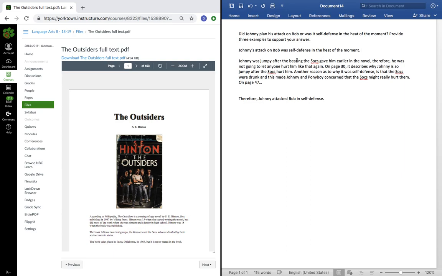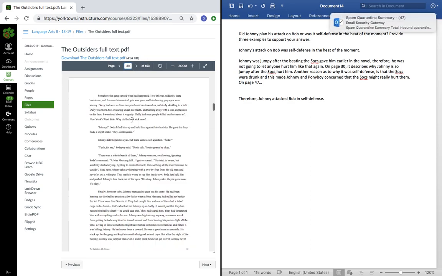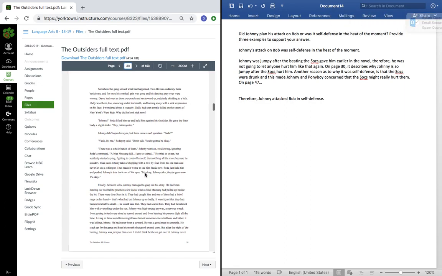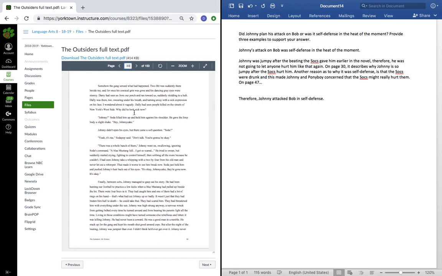So what we're going to do is develop these as paragraphs. You're going to have your support that provides evidence towards what your answer was, and then you're going to cite evidence to support what your evidence is. The first one that we're going to use, we are going to look over here on page 30. And on page 30, it starts to talk about how Johnny was beat up.